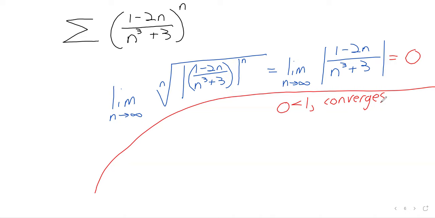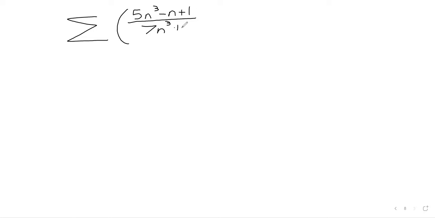Oh, I guess with 20 minutes left, we'd better do a different example. Let's try to find an example where we don't get zero. We seem to be getting zero and infinity so often. We should shake things up a little. Let's say we have this.